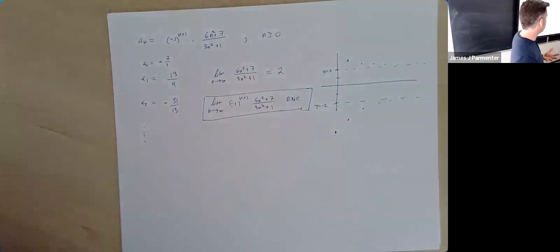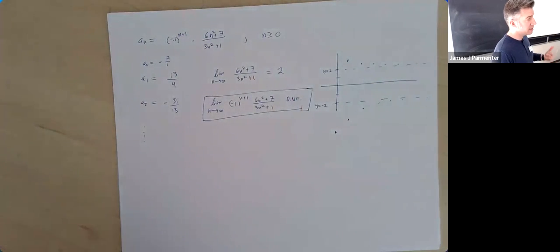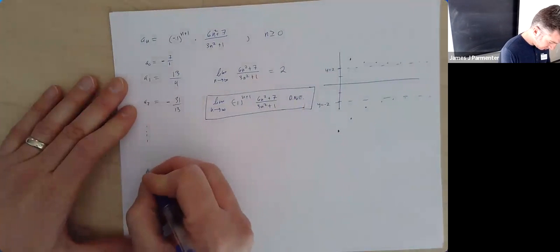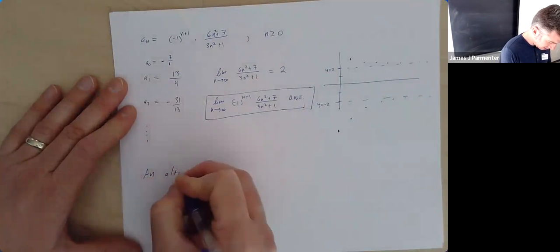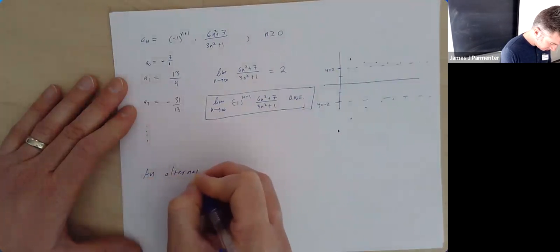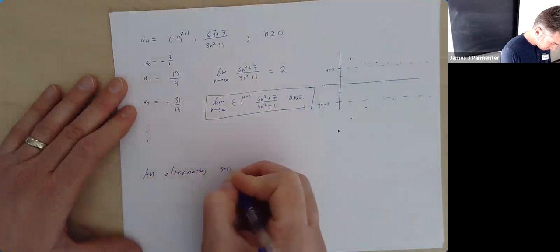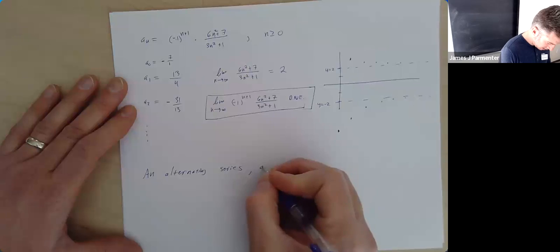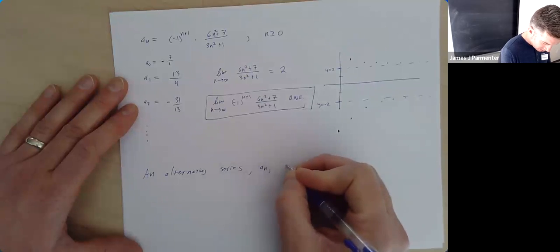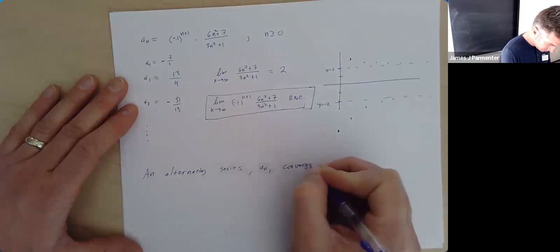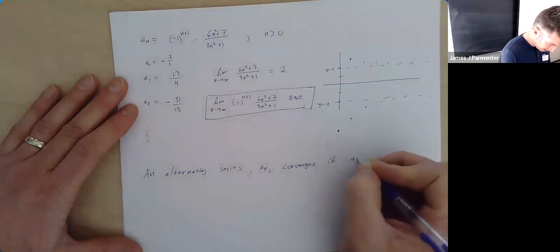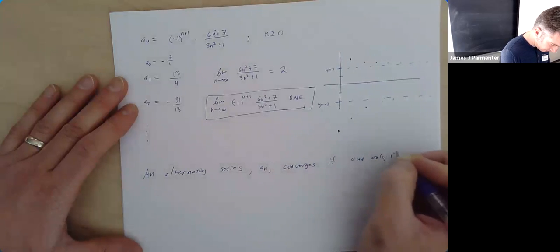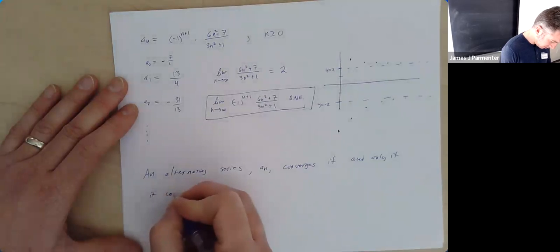So fun fact, an alternating sequence converges if and only if it converges to 0. Write that down. So an alternating sequence a sub n converges if and only if it converges to 0.